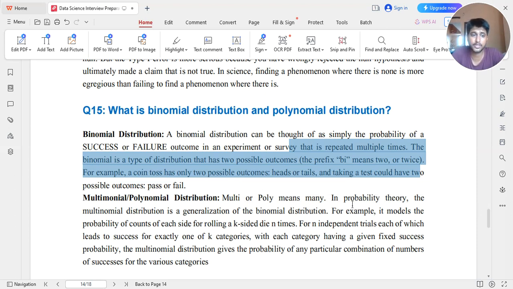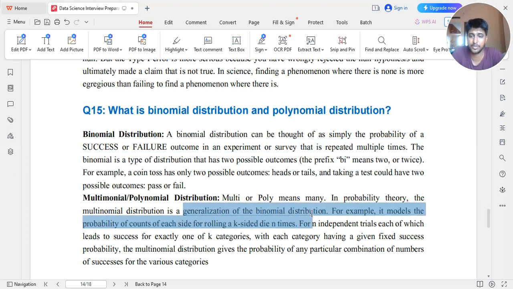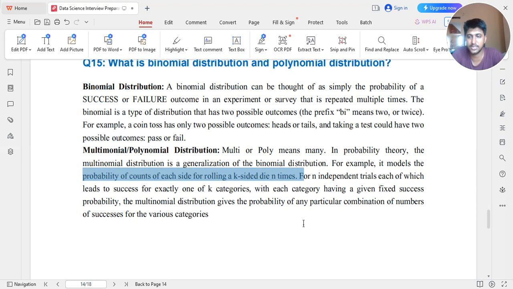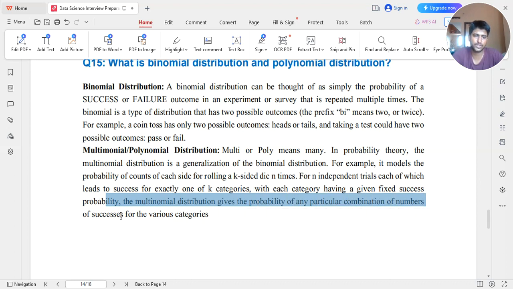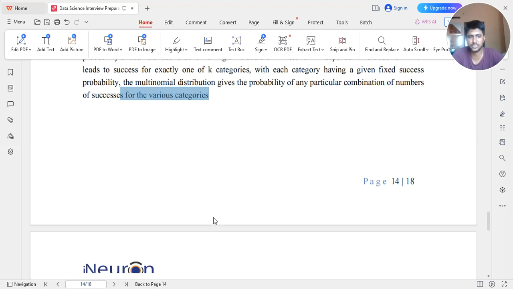Multinomial, like in probability theory, the multinomial distribution generalizes the binomial distribution. It models the probability of the count of each side of a die rolled n times, for n independent trials, each of which leads to a success with some probability. The multinomial distribution gives the probability of any particular combination of numbers of successes for various categories, basically.